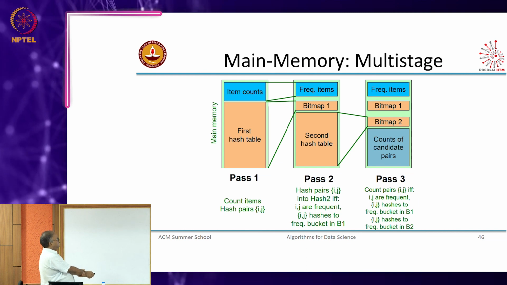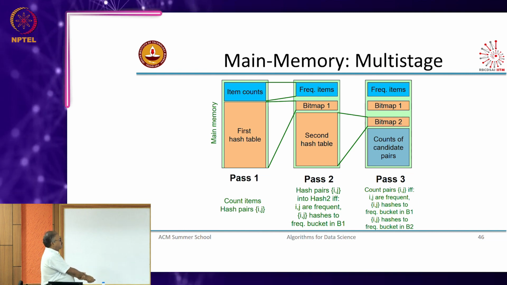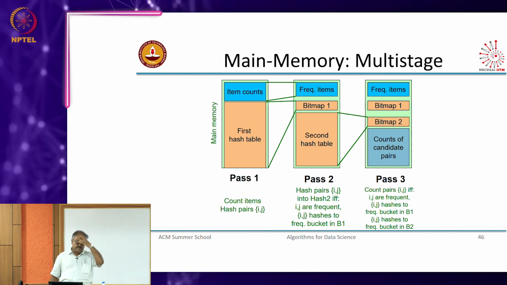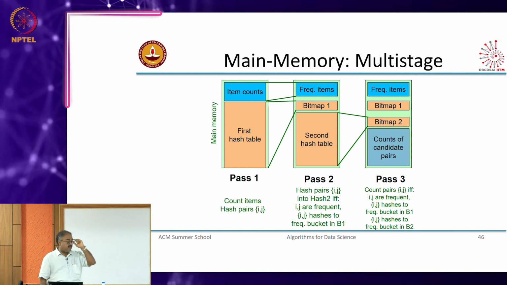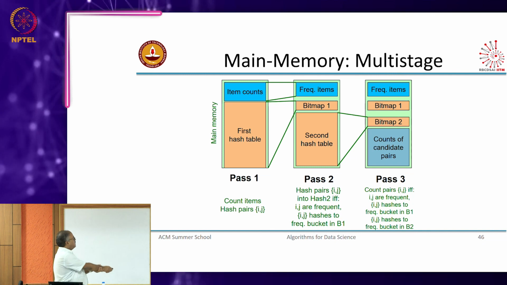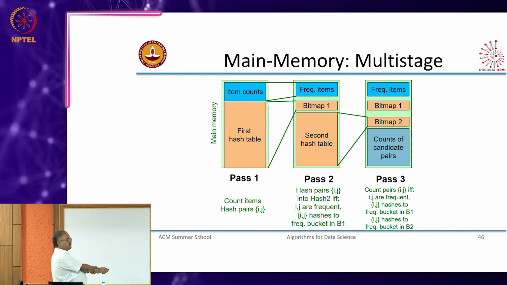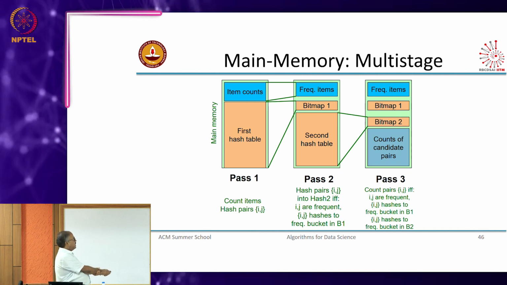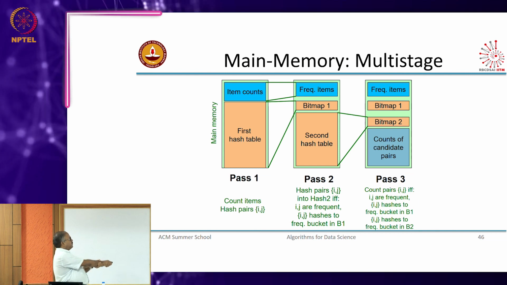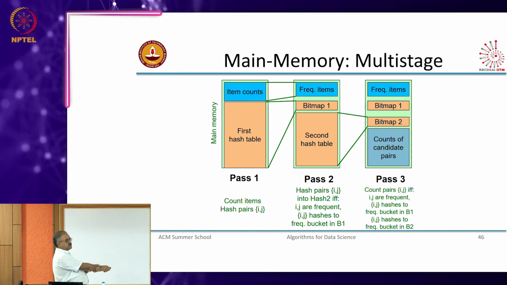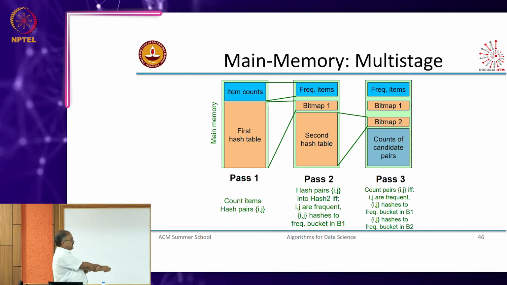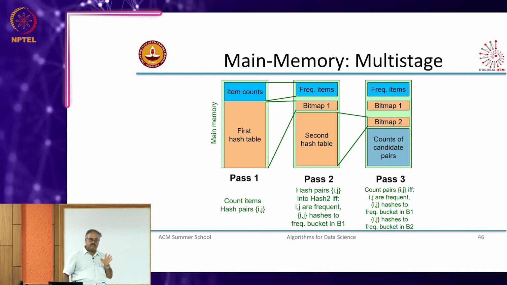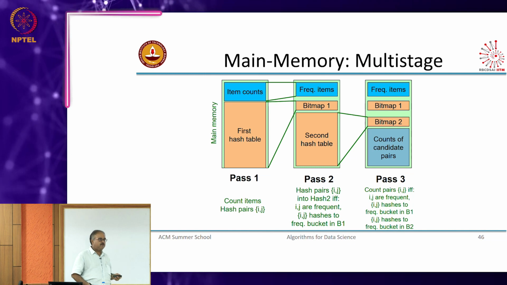So, I do the item counts initially, and the first hash table counts pairs ij, whether i and j are frequent or not. So, you will get a lot of frequent buckets. In the second phase you take all the individually frequent items here, and the bitmap that we constructed from the first time around, and if the 2 items are frequent and the pair hashes to a frequent bucket in the bitmap, then you hash it again into the second table and count the bucket there. Is this 2-stage process clear?